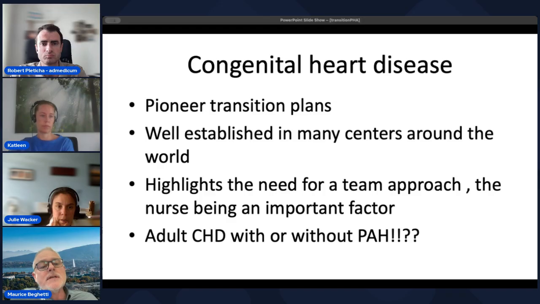And the nurse is by far the most important person in this process because parents have usually access to the nurse and they ask a lot of questions. So we will discuss adult congenital heart disease, but we can discuss with or without PH. We'll probably do a sort of combined approach in the next few slides.